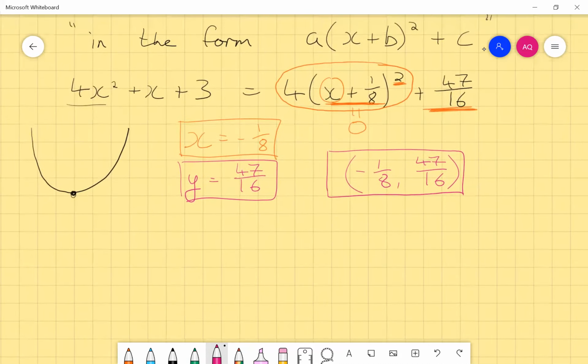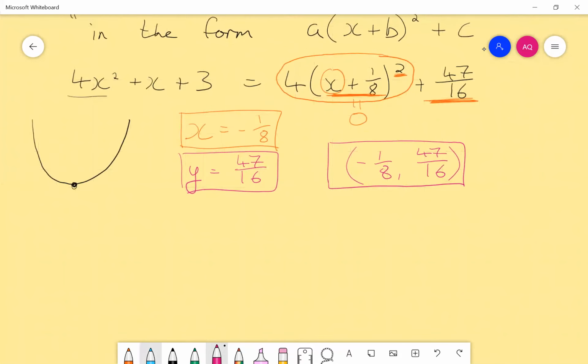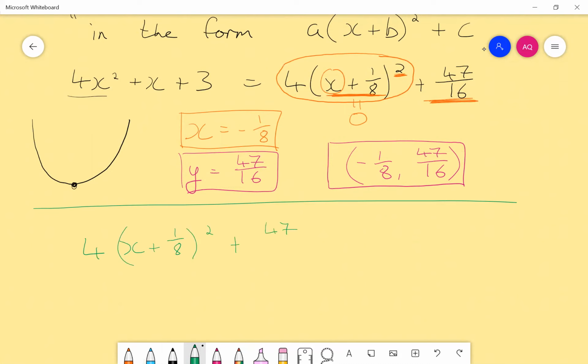Another thing they can ask you to do then would also be to solve the equation. So after you have gotten your completed square, I'll rewrite it again. So we have 4 times x plus 1/8 squared plus 47 over 16 equals 0.